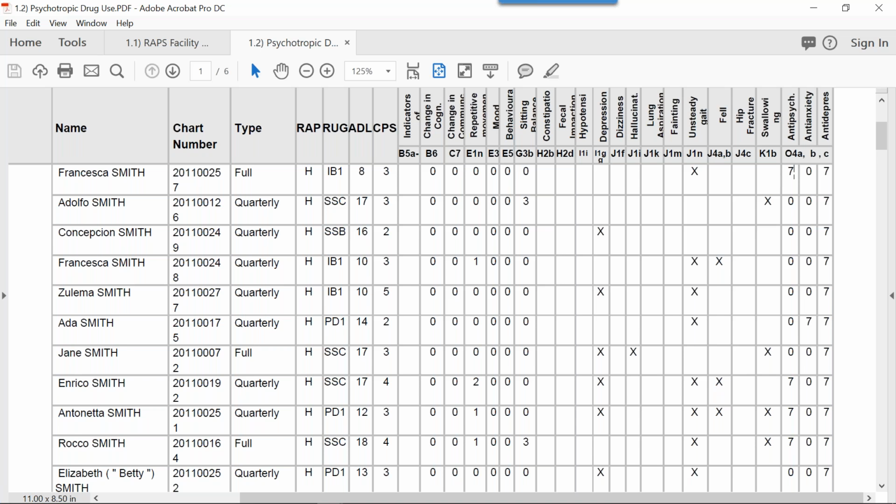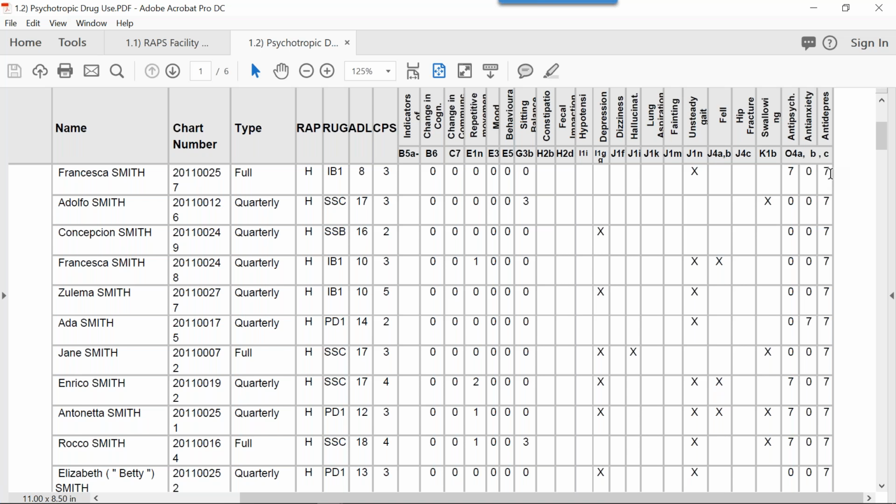She's on 7 days of antipsychotics though. Remember that O4A out of the classification of drugs? She's got no days of anti-anxieties. She does have 7 days of antidepressants. So that's quite an interesting profile. There's not a lot happening there other than the fact that she's on 7 days of antipsychotics and 7 days of antidepressants. So that's probably one that I would really like to look at.